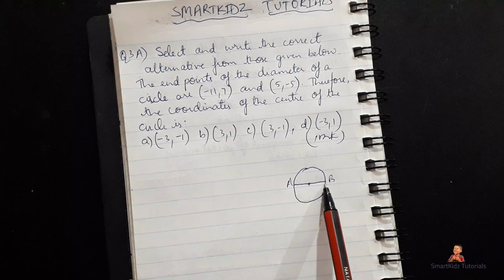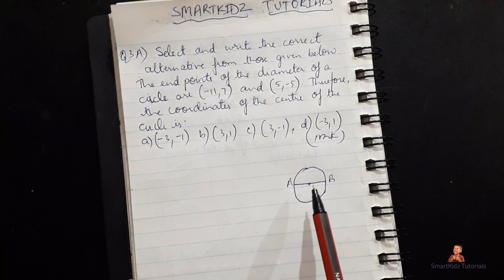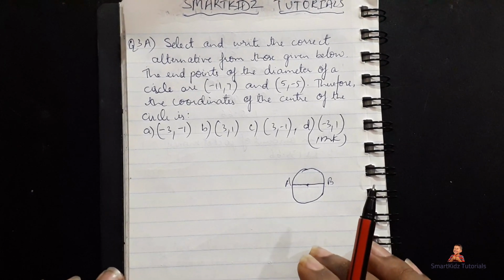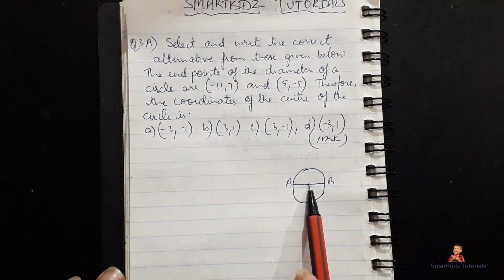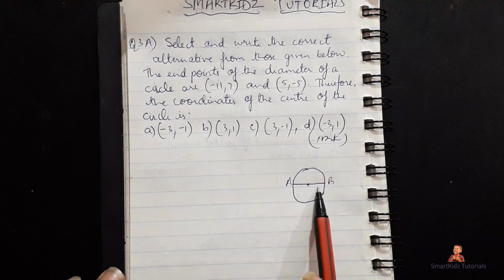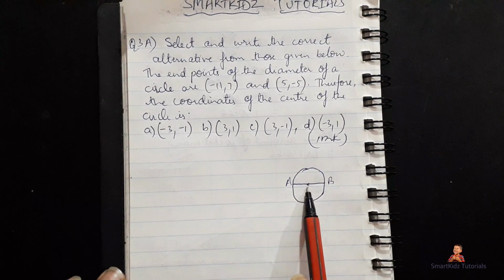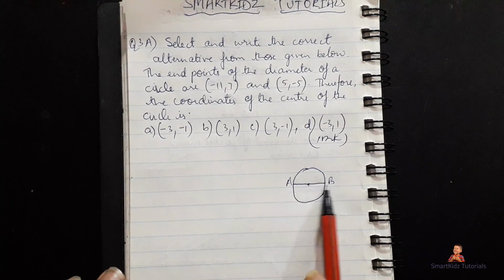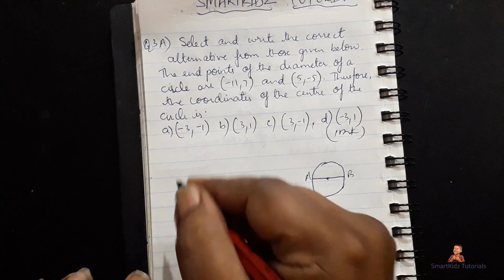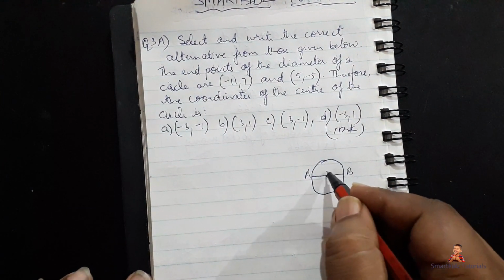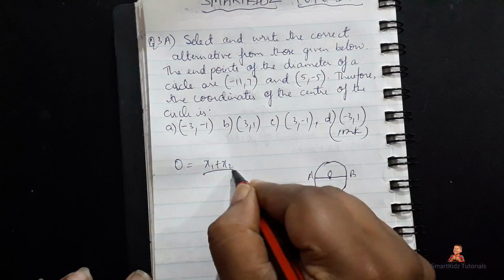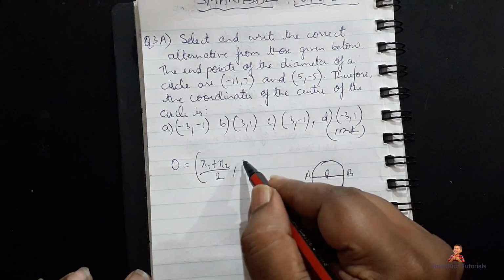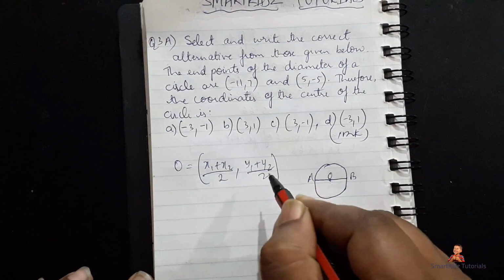We know that all the radii of a circle are equal to each other. So in that case, this point has to become the midpoint. That means the line is divided into equal ratios. So once we know that this point divides the line AB into equal ratios, we can use the formula. Let's say we take this point as O, then O will be equal to x1 plus x2 upon 2 comma, in terms of coordinates, y1 plus y2 upon 2.